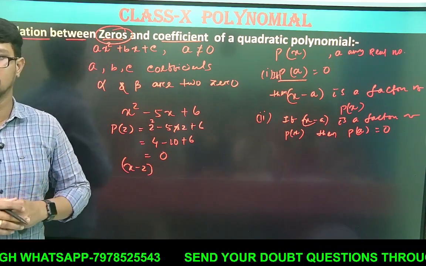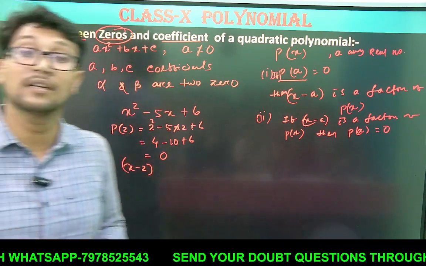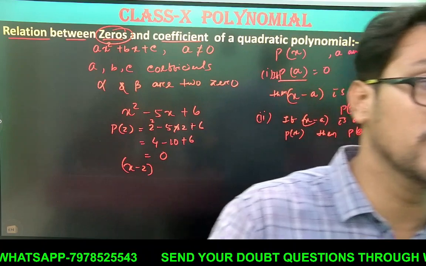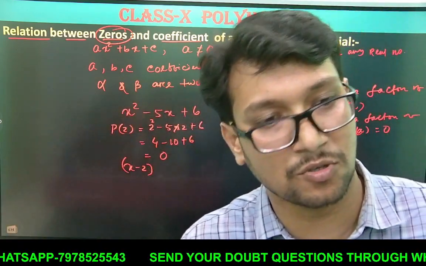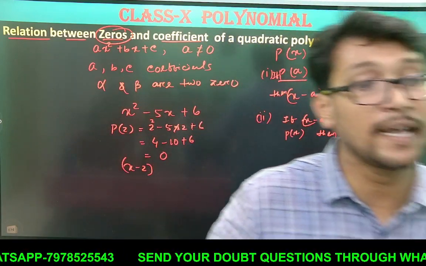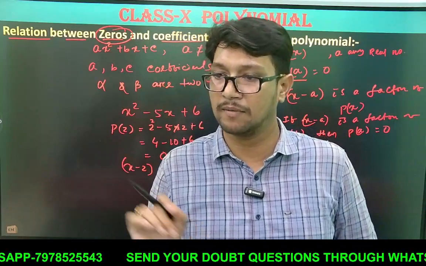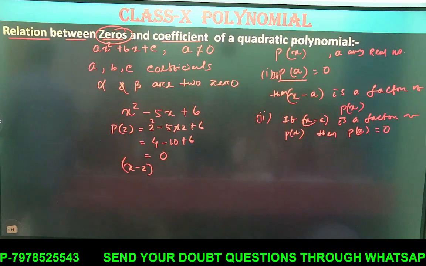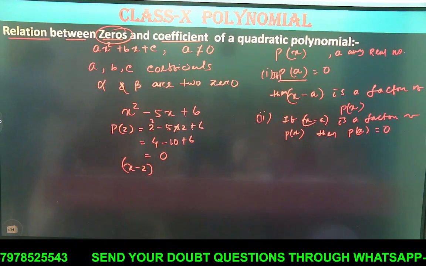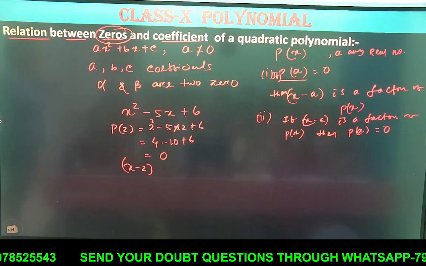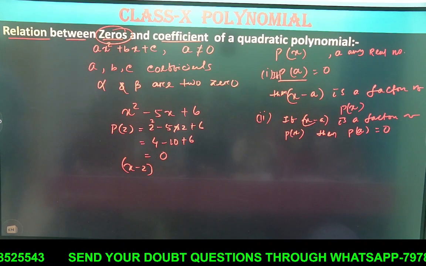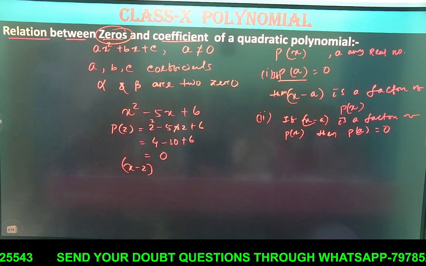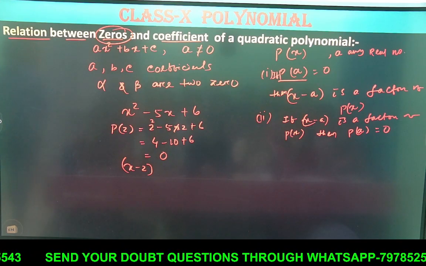Clear, everyone? So if 2 is a zero, then the factor is x minus 2. If a is a zero, then x minus a is a factor. Who is having a doubt? Clear now everyone? If 2 is a zero, then x minus 2 is a factor.